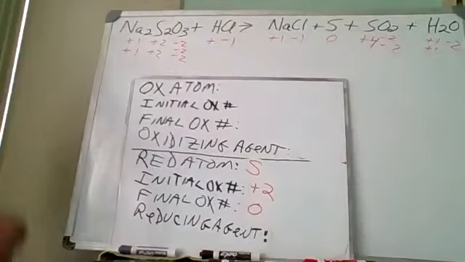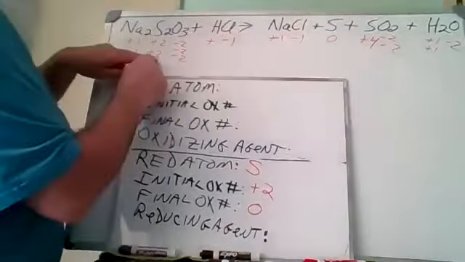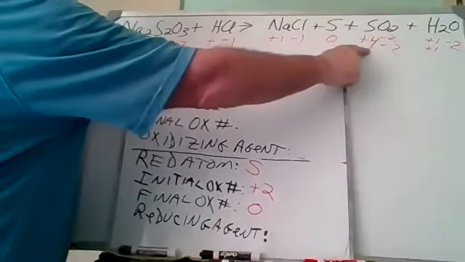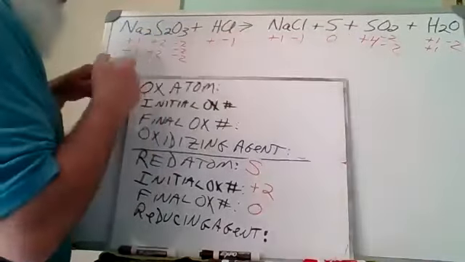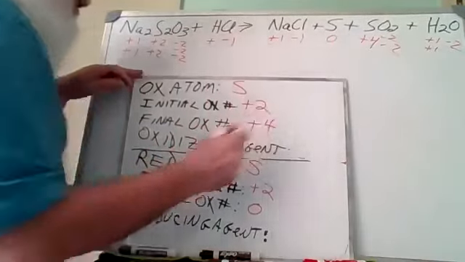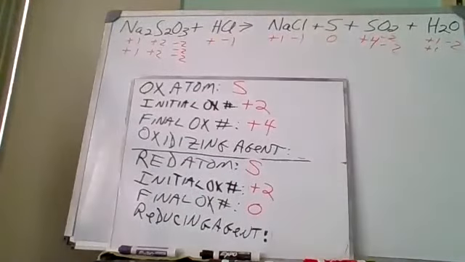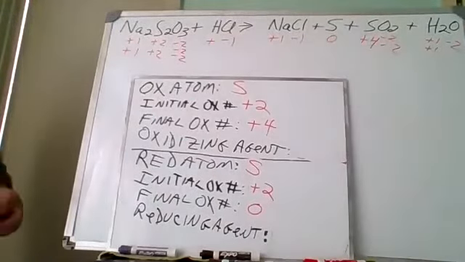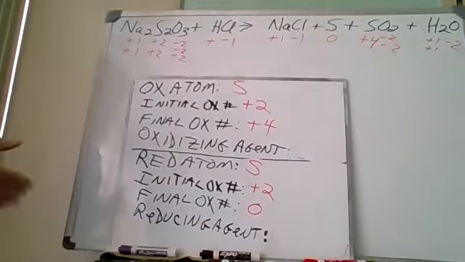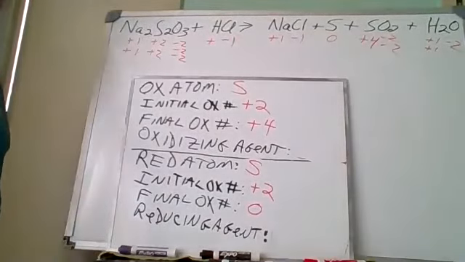Now whose oxidation number is getting bigger? Again, it's sulfur, +2 to +4. So we see sulfur is being both oxidized and reduced in this problem. We haven't seen one of these before, right? The same atom is being oxidized and reduced.